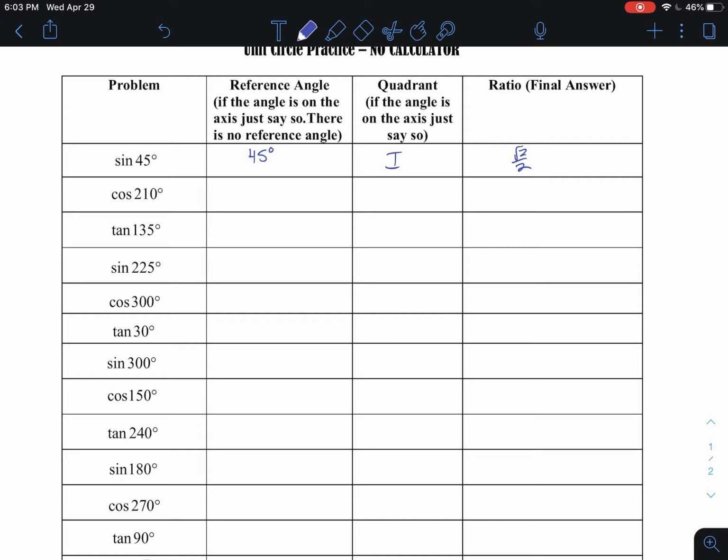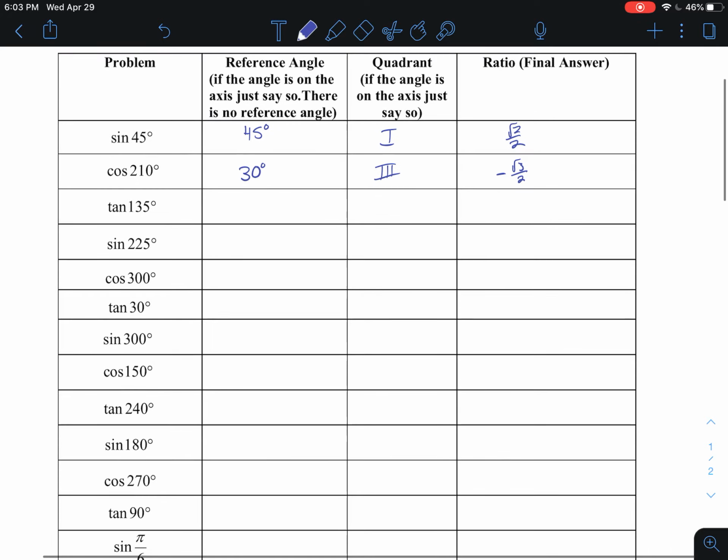So then the next one says, what is the cosine of 210 degrees? Well, 210 is 30 degrees past 180. So then this is a 30 degree reference angle. It's going to be in the third quadrant. And we're talking about the x value of 30 degrees, which is going to be square root 3 over 2. But this time, because we're in the third quadrant, it's a negative square root 3 over 2.